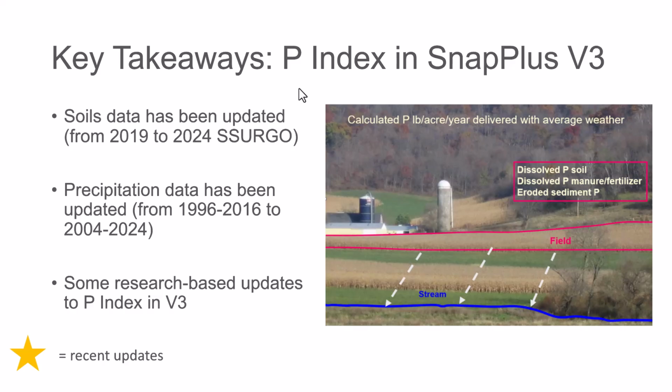The second important data component that has been updated in the P index recently is our precipitation data.